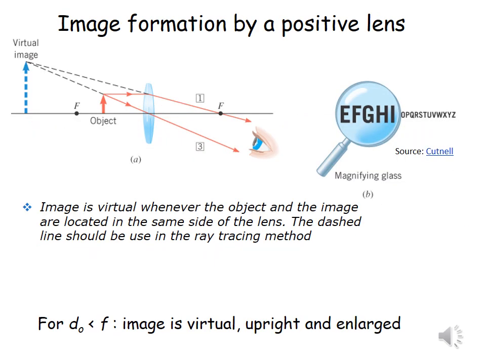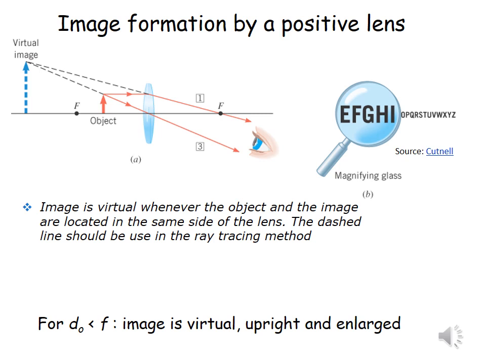This is another example of image formation by a positive lens. If you put the object closer than the focal point, the image formed is virtual. So the image is virtual whenever the object and the image are located on the same side of the lens. The dashed line should be used in the ray tracing method.